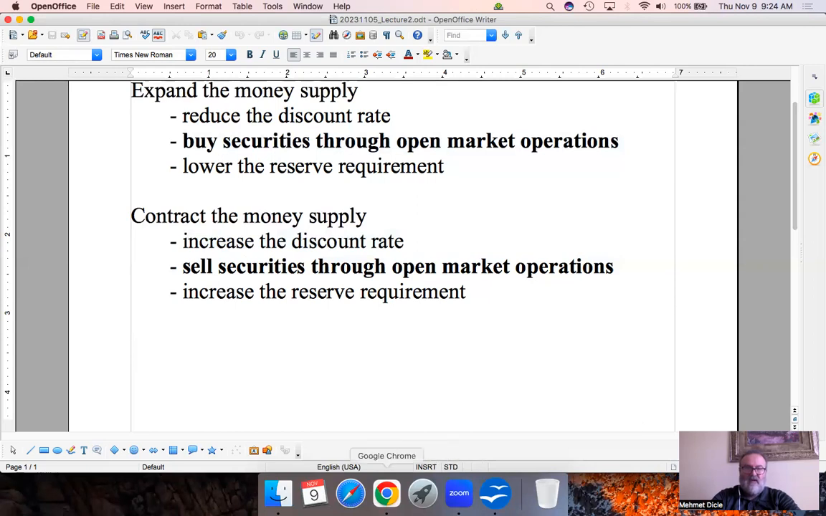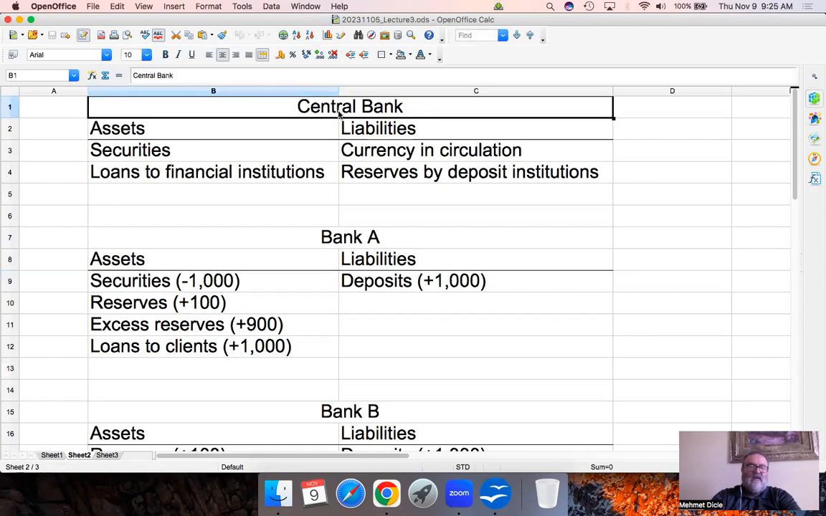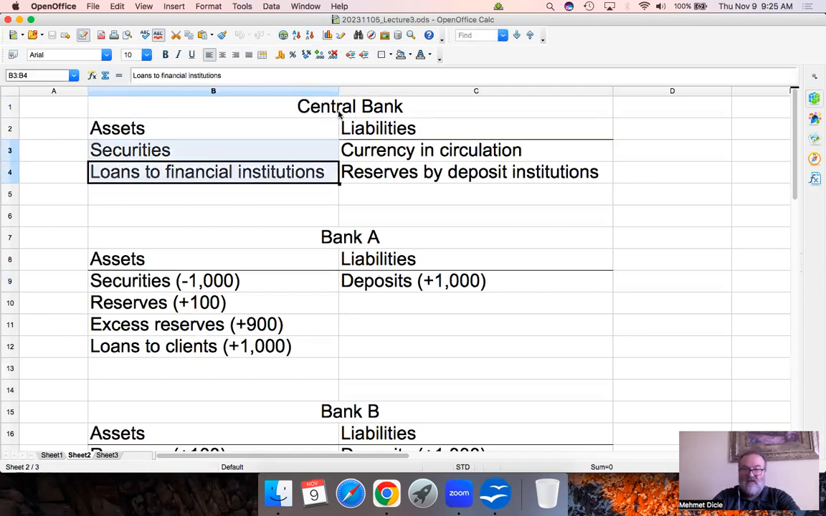So let's take a look at buying the securities and how that affects the expansion of the money supply. We said that the central bank has assets and liabilities, and their assets are the securities that they own and the loans that they make to financial institutions within their jurisdiction or within their region.